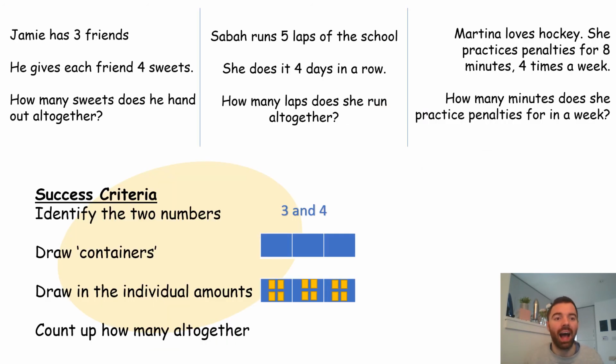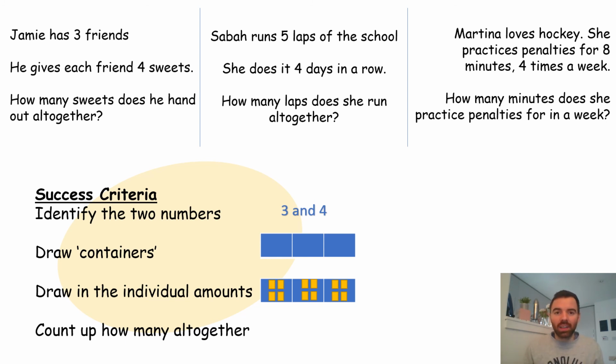So I've got 3 more word problems for you to give a go, and I'd love you to try. Post your work on Teams so I can give you some feedback here. Now, success criteria-wise, when you look at a word problem, you need to identify the numbers in the problem. Then you can draw your containers, whether you do it circles or boxes, whatever way, fine by me. Then you draw in the individual amounts, and you can count up how many altogether.